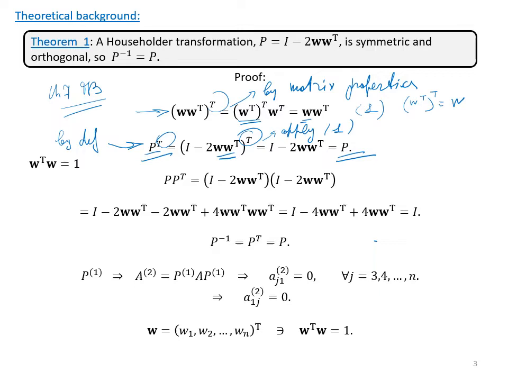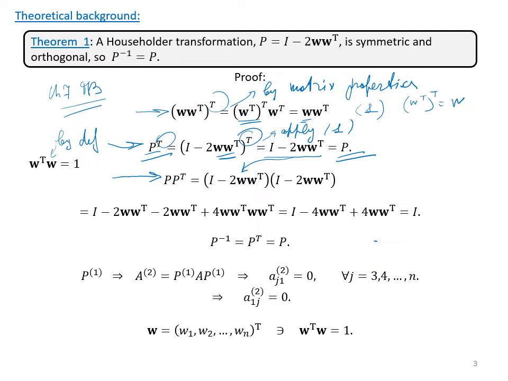The next step, again by the definition of householder transformation, the product between transposed vector W and vector W equals 1. Let's keep it in mind and consider the product of our matrix P and transposed matrix P. And we already proved that it equals this.